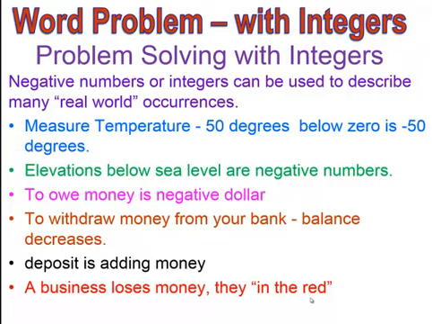Elevations below sea level are considered negatives because you're going under the ground. To owe money is considered to be a negative. To withdraw money from your bank decreases your balance, therefore it's a negative. Depositing is adding money to your account, so that would be an add or a positive number. If a business loses money, they are in the red. That is considered a negative. So if you lose money, it's a negative value. And this is all important information when we're doing problem solving with integers.